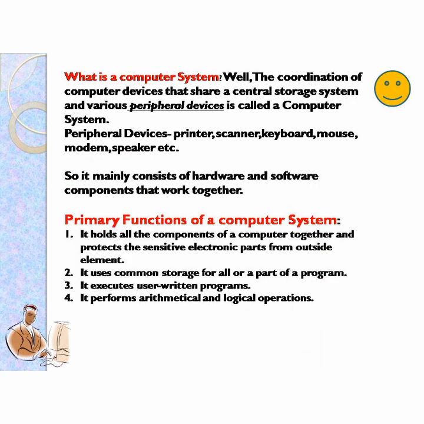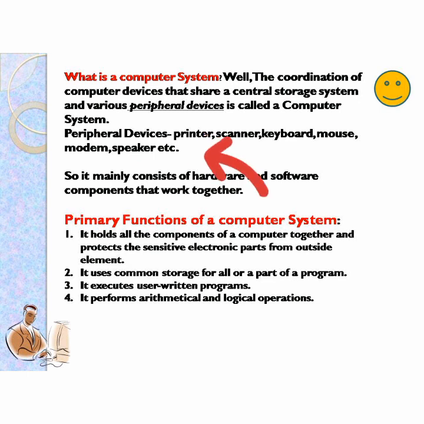We'll discuss clearly about computer system. The coordination of computer devices that share a central storage system and various peripheral devices is called a computer system. Now what do you mean by peripheral devices? The devices which are attached to the computer. Like printer, scanner, keyboard, mouse, modem, speaker. These all are the peripheral devices.